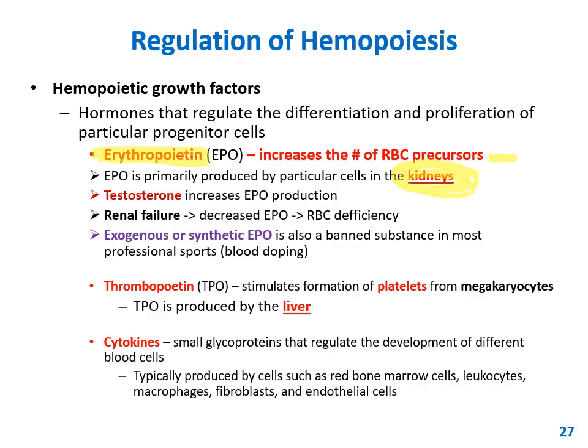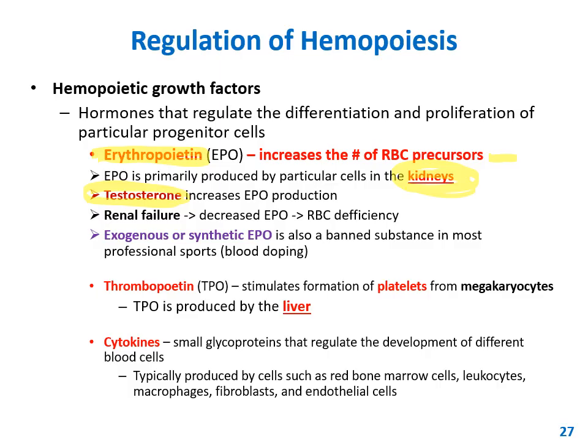Now look at this, it's interesting. Testosterone, which is another hormone, stimulates the kidneys to produce more EPO, right? Now that should make sense because I just mentioned that men have more red blood cells than women. Why? Where is it that you produce testosterone? All right, can you think about organs that produce testosterone?